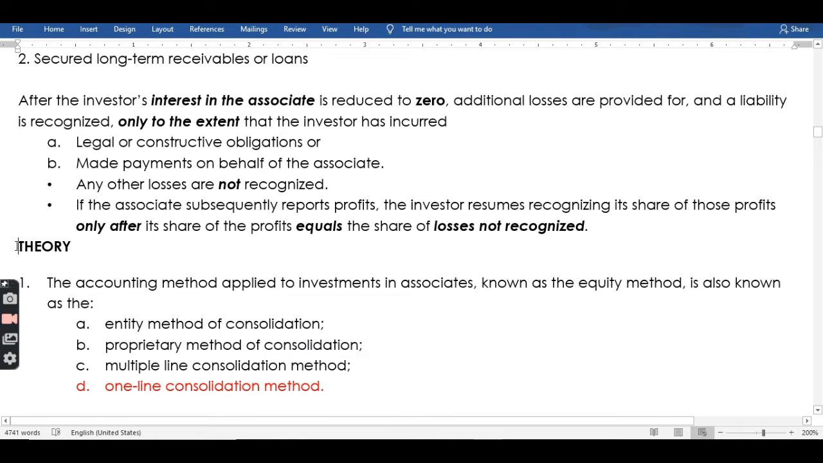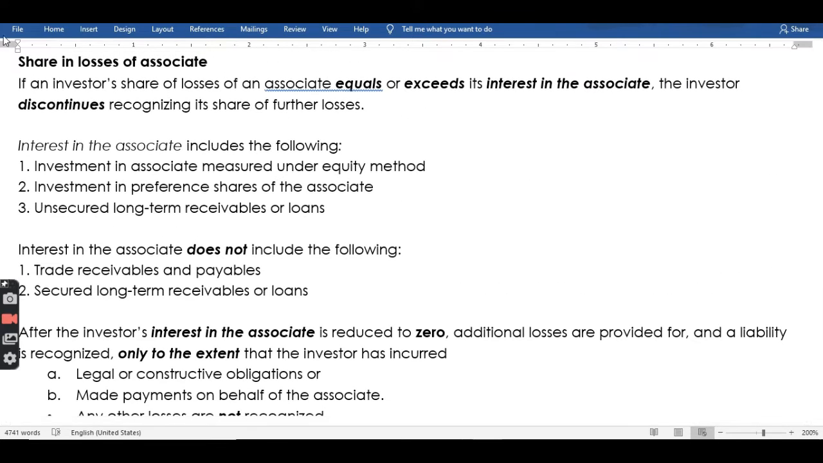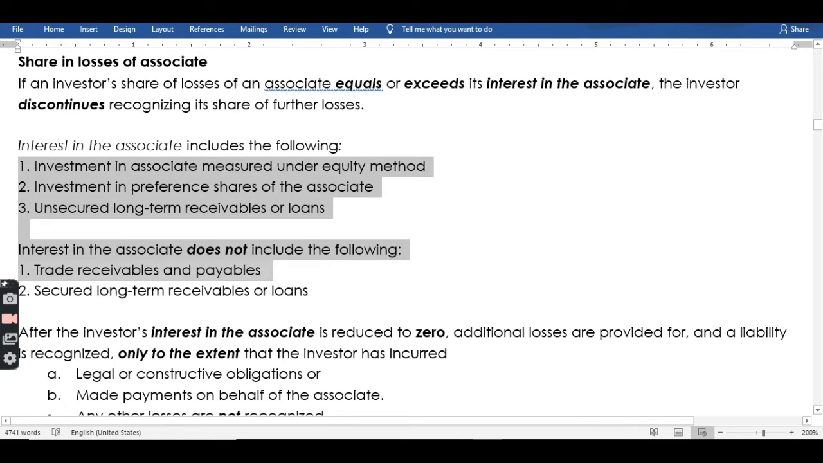So, next tayo. Bago tayo magsagot ng theory questions. After the investor's interest in the associate is reduced to zero, additional losses are provided for and a liability is recognized only to the extent that the investor has incurred the following items. Okay, explain natin to. Di ba sinabi natin kanina, ito lang talaga yung interest mo. Okay, ito lang, hindi kasama to. So dito mo kukunin yung mga pang-absorb ng losses. Okay, so pag nag-zero out na to, dapat tapos na.